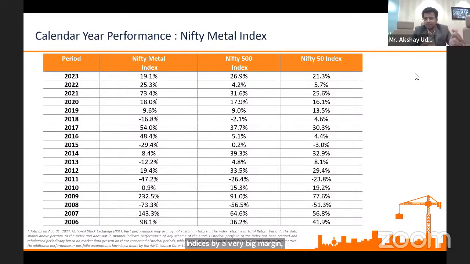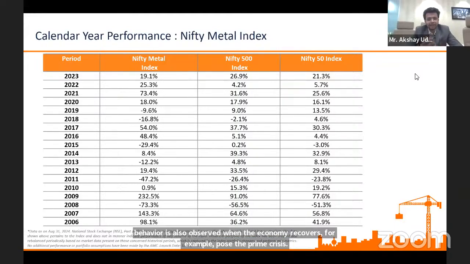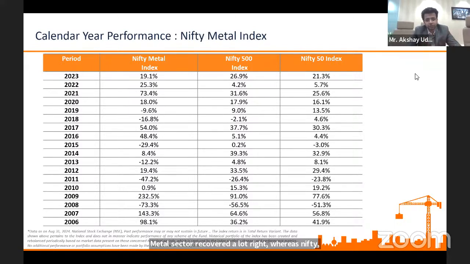As the economy expands, metal also does well. And this behavior is also observed when the economy recovers. For example, post the subprime crisis, the metal sector recovered a lot, right? Whereas Nifty recovered by 91%, the metal sector recovered by 232%. Again, a simple example is COVID. After COVID in 2021, the Nifty 500 index generated a return of 31.6%, but at the same time, metal generated a return of 73%. And the reason for that is pretty straightforward. As the economy booms, there's more demand, there is more infra spending, and that eventually drives the metal sector.